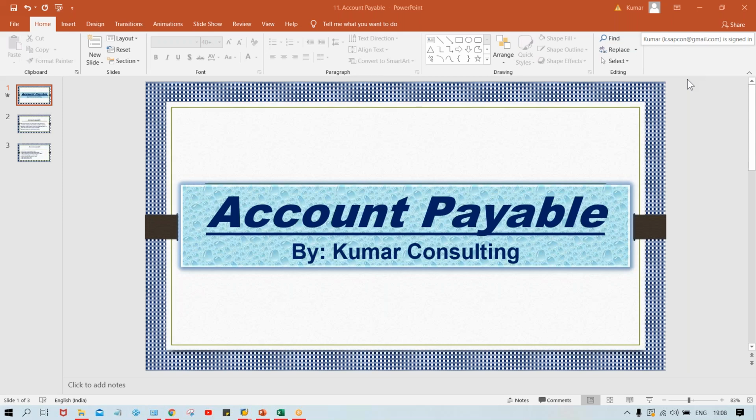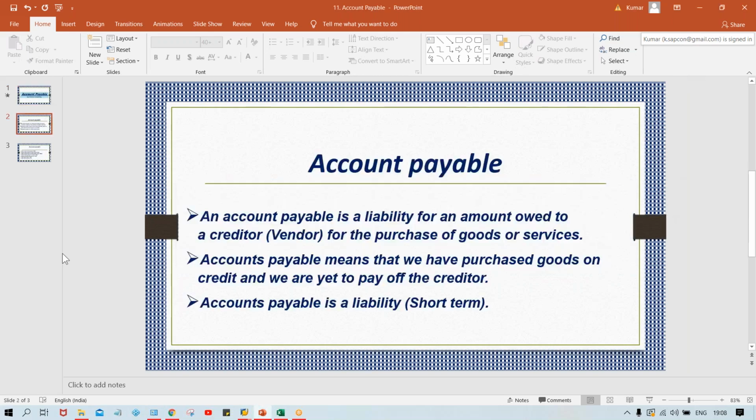Let me start with the account payable definitions. Guys, if you do a Google search, you'll get certain definitions. For example, an account payable is a liability for an amount owed to a creditor. Creditor means vendor, for the purchase of goods and services. These kinds of definitions you're going to get from Google. Those from a finance and account background, as I told you, will be able to understand, but people from a non-finance and account background might still have some confusion.